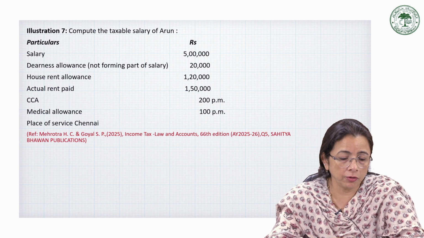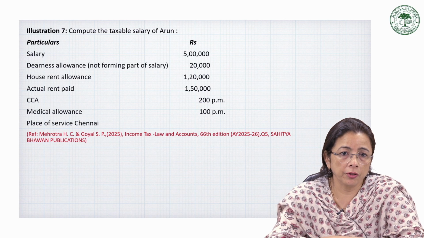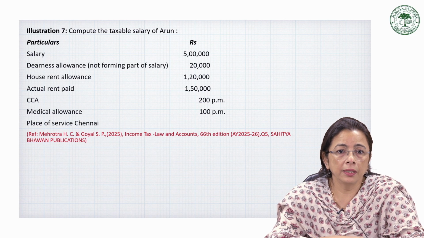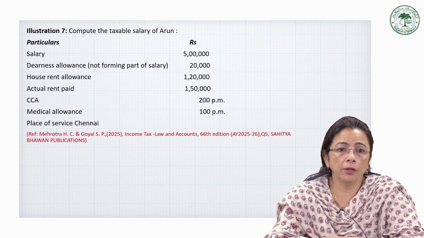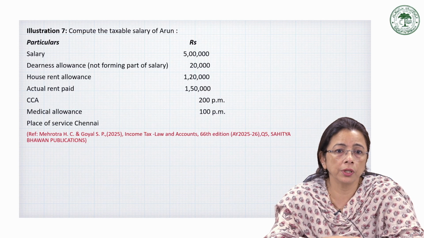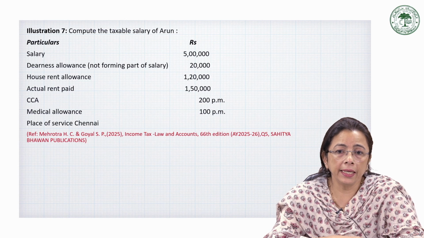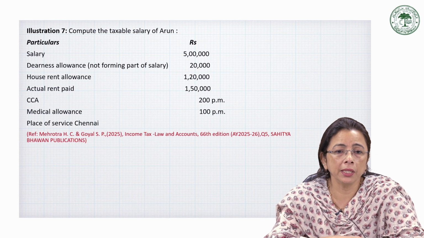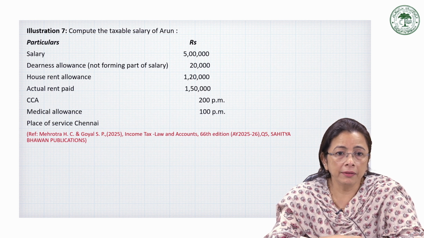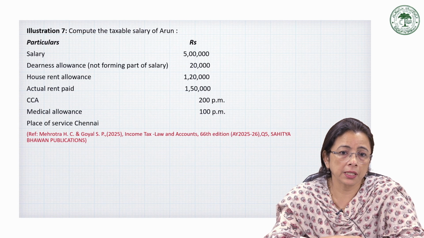So I'll first read out this illustration 7. It says compute the taxable salary of Mr. Arun. The particulars are: the salary is rupees 5 lakhs, dearness allowance not forming part of salary is 20,000, house rent allowance is 1,20,000, actual rent paid is 1,50,000, CCA, that is city compensatory allowance received, is rupees 200 per month, and medical allowance is rupees 100 per month, and the place of service is Chennai.